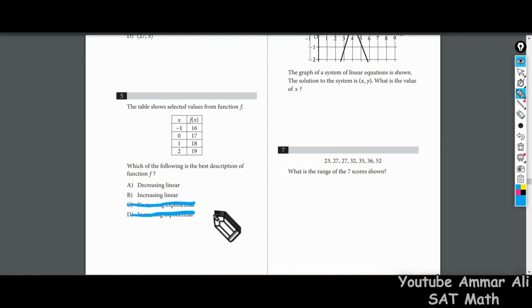So now let's see, is it decreasing or increasing? As we increase x, because we're going from -1 to 2, so that's increasing. As we're increasing, is the value increasing as well? Well, it is, right? Because look, we start at 16, and as we increase, we ended up at 19. So it's going to be increasing linear, right?